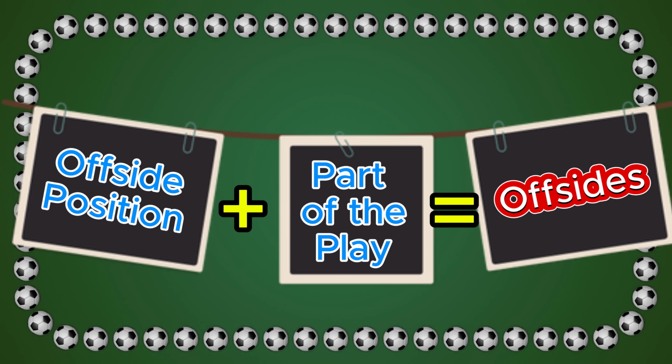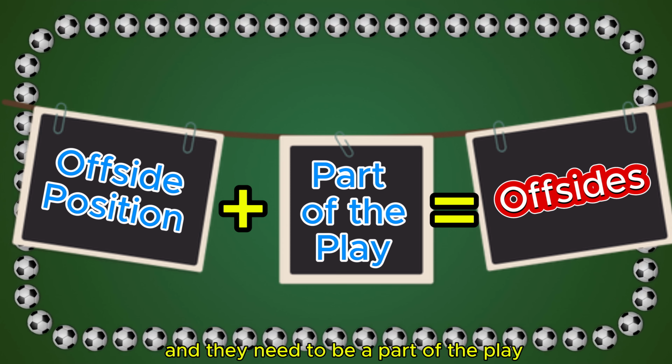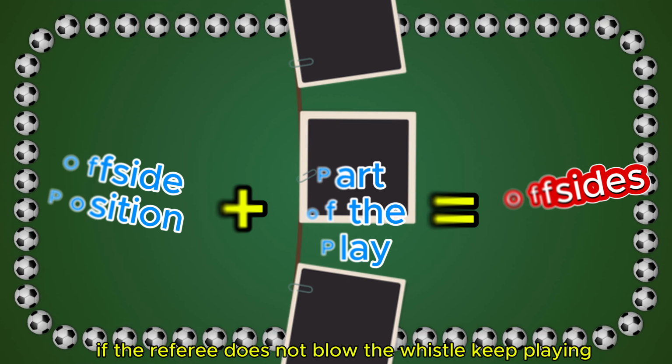It takes two things to be offsides. You need to be in an offsides position, and they need to be a part of the play. This is when offsides occurs and when the referee should call it. Remember, if the referee does not blow the whistle, keep playing.